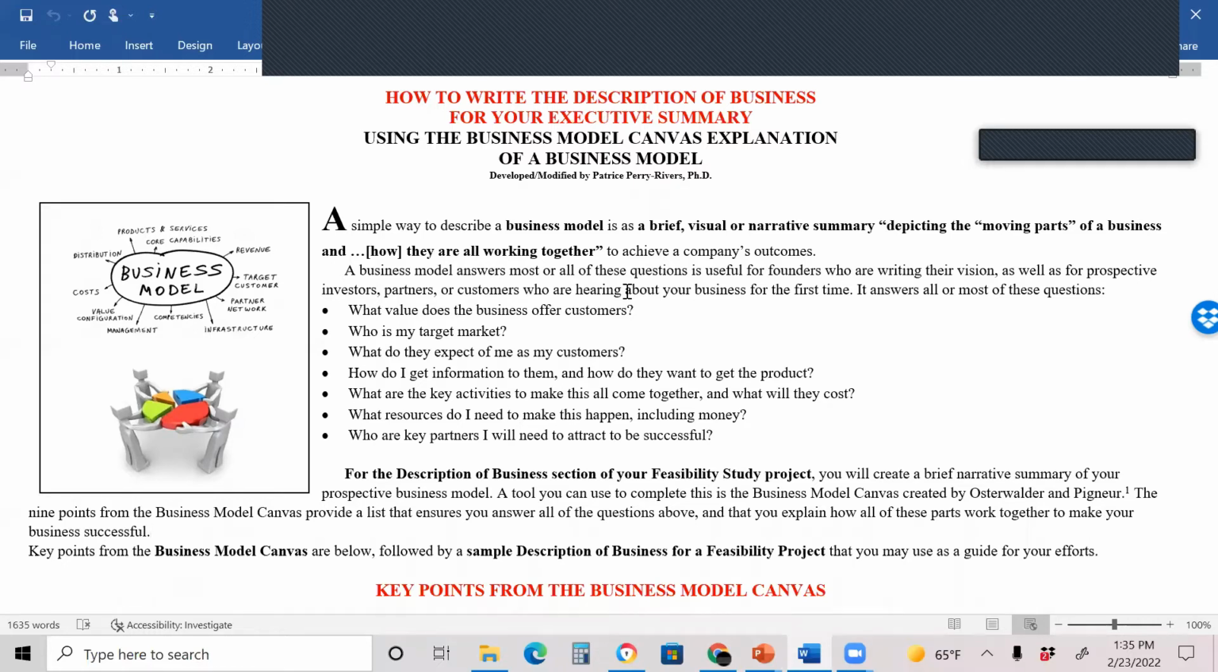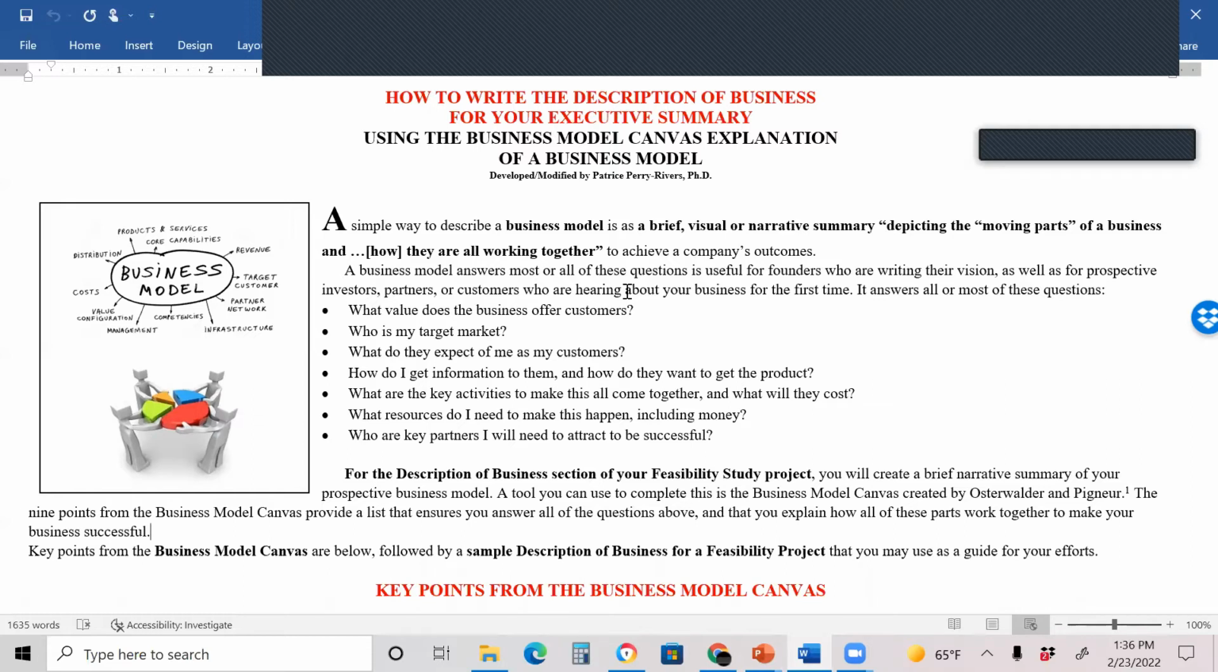So the first thing that you're really going to need to answer is, what value does my business offer customers? Who is my target market? That's really clear, because the value that you offer to your customers is obviously going to be based on what their needs are. Their needs are based on research, or maybe on what they have articulated to you. So your target market needs to be very clear, because they're central to your business model.